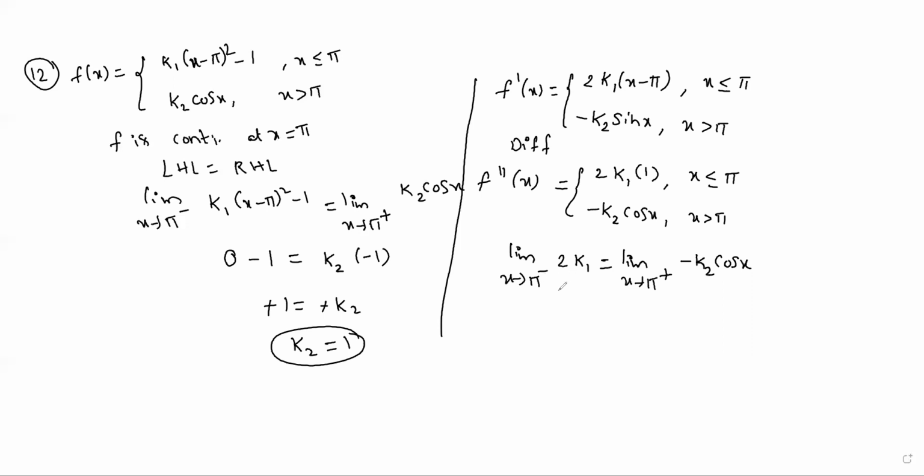Now here to substitute here no x value, that's why it is clearly 2k1 only. X value pi substitute, that is minus k2 into cos pi value minus 1. 2k1 is equal to k2 value 1, minus into minus plus, total 1. K1 is what? 1 by 2. Finally, they're asking ordered pair k1 comma k2. K1 value how much? Clearly 1 by 2. K2 value 1. Clearly option A is the correct one.